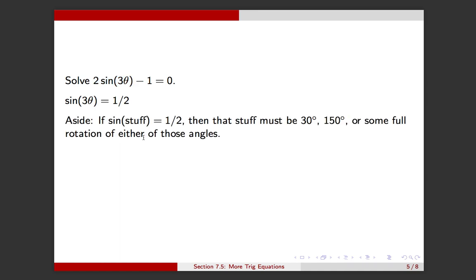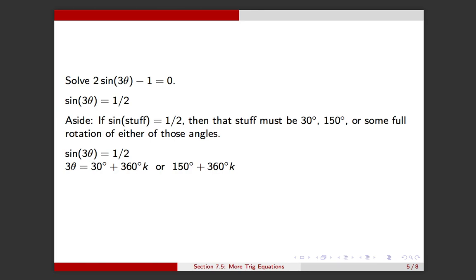Well, just as an aside, if sine of stuff is 1/2, then we know what that stuff has to be. What angles will give you a half for sine? Those angles are 30, 150, or of course some full rotation of either of those. So if sine of stuff is 1/2, that stuff has to be 30, 150, or some full rotation. So if sine of 3 theta equals 1/2, then that 3 theta must be 30 or 150 up to a full rotation.